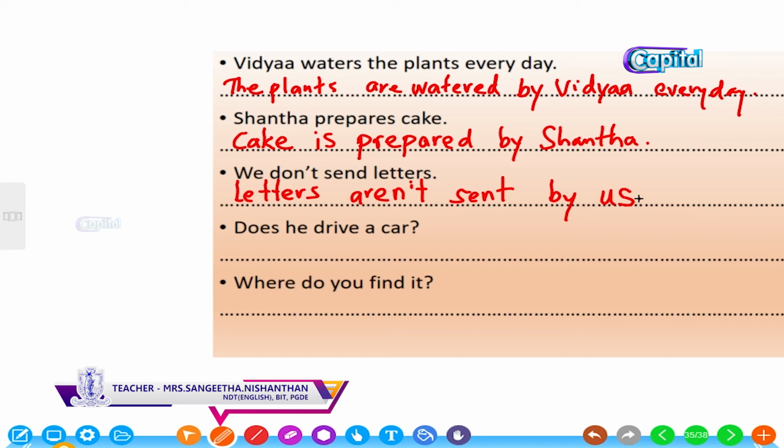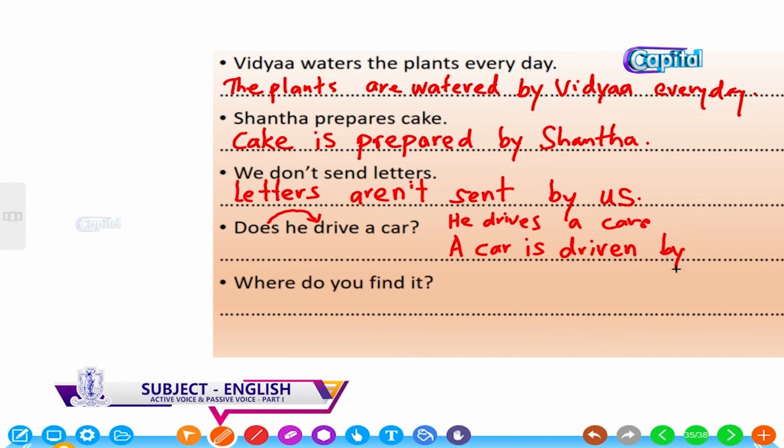The third one, yes or no question. The does goes after the subject and joins with drive. So, now the statement is he drives a car. When we change it, what does he drive? A car. Singular, simple present tense. So, car is past participle of drive is driven by him.